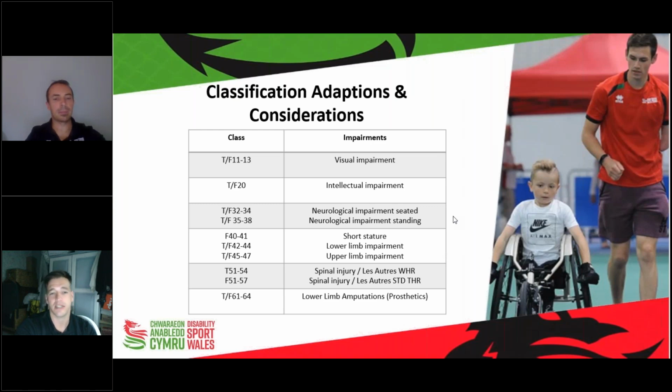Other adaptations and considerations needed for any of these events are obviously the weight and implements. I did allude to some of them throughout the presentation. The only athletes who throw mainstream and non-disabled weights are your F20s and your F11s and 13s. So your visually impaired athletes and your intellectually impaired athletes are the only athletes who throw the same weights as non-disabled athletes. And the implement weight lists can be available from ourselves if you require them, and we can email them out if you have any more questions.